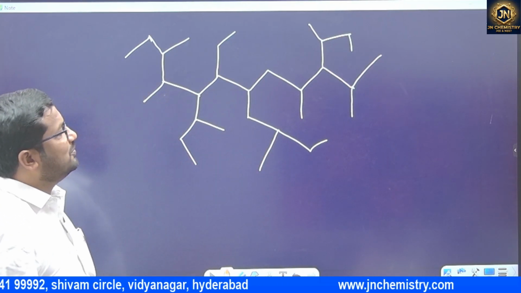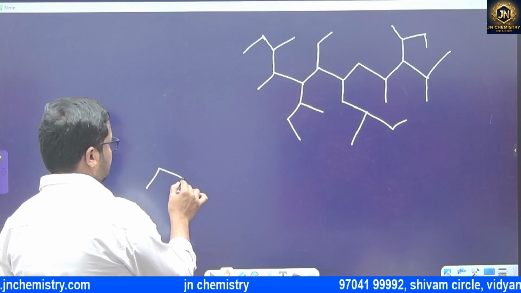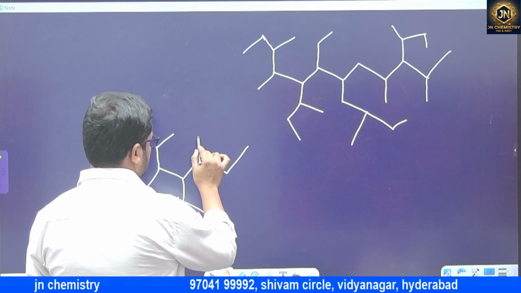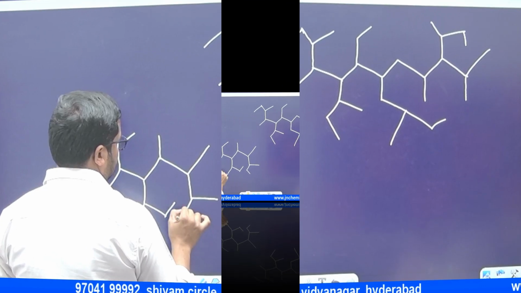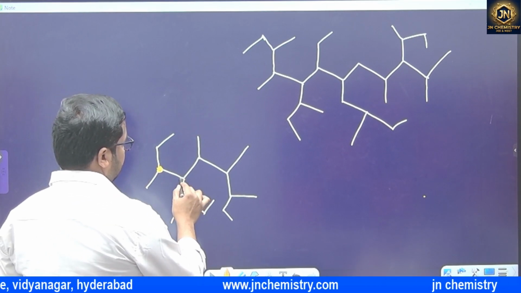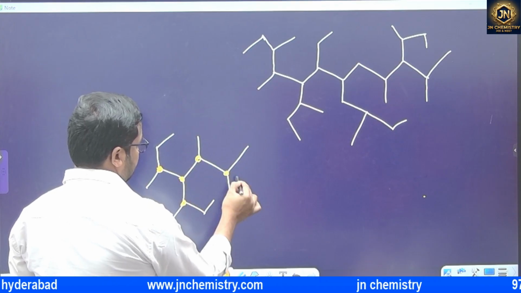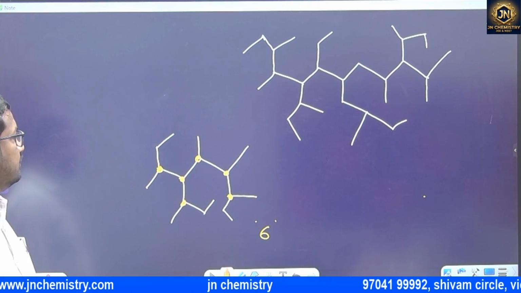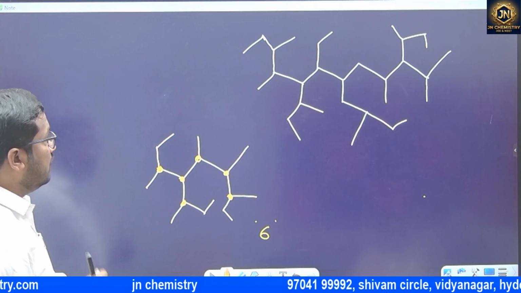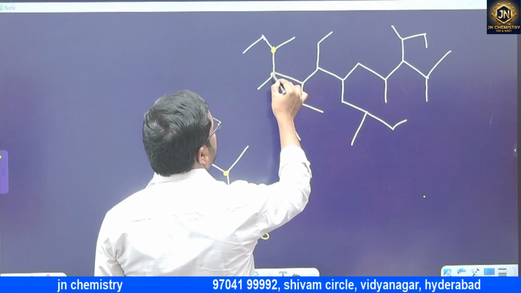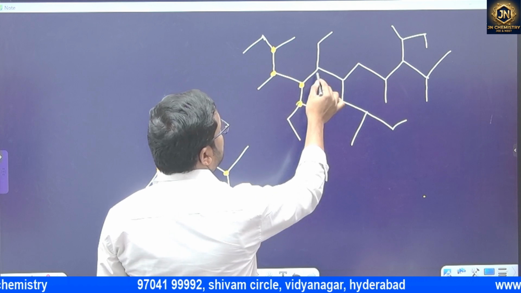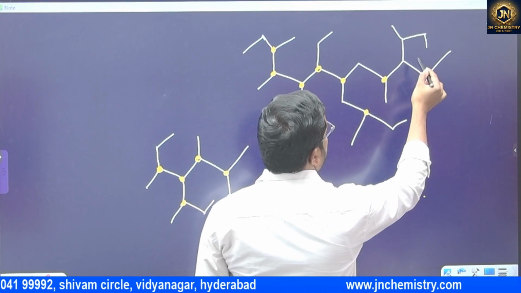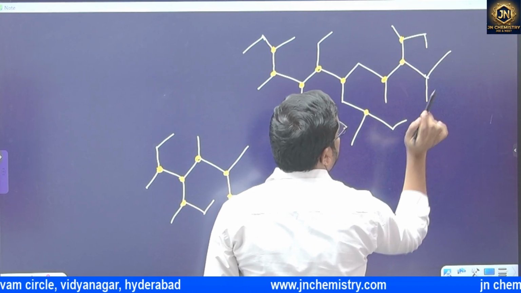Okay, put your hand up. How many chiral centers are present in the molecule? This is 1, 2, 3, 6. Here, no? This is 1, 3, 4, 5, 7, 9, 10.